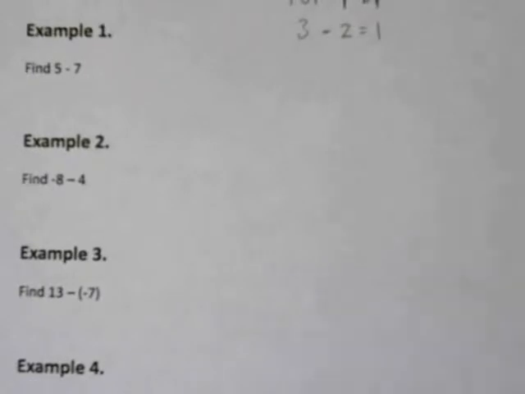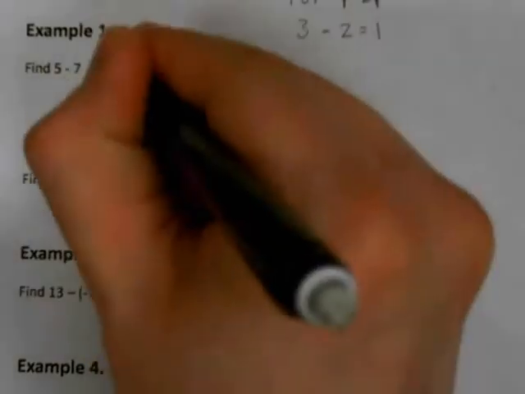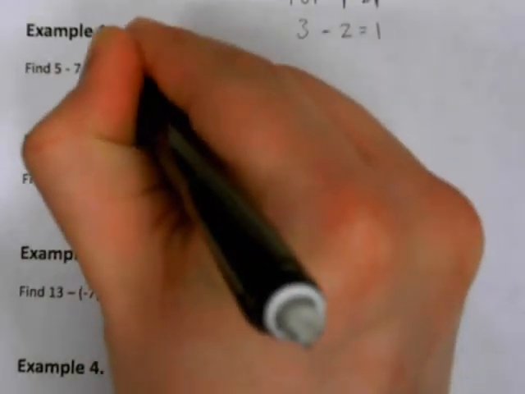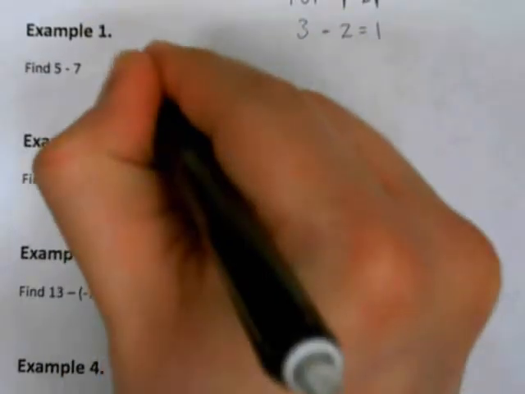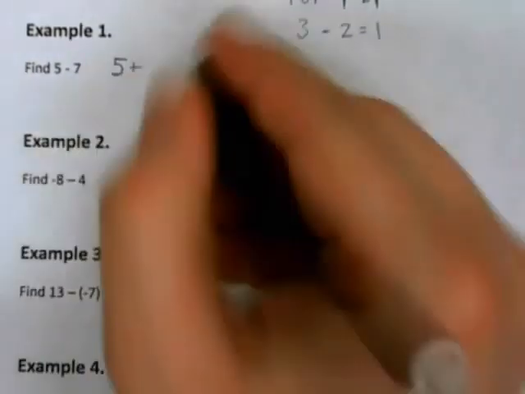So let's do problem number 1. Problem number 1 says that we need to find what 5 minus 7 is. The first thing we need to do: we have a subtraction problem, so we need to change this to an addition problem. We're going to take 5 and add the additive inverse of 7, which is negative 7.